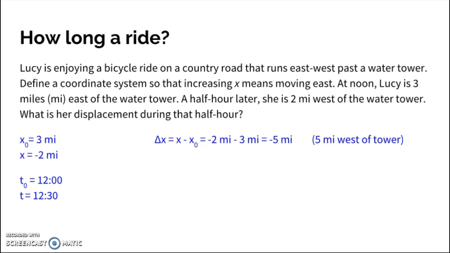I also labeled here the time difference, though it's not really useful. Our initial time is 12 o'clock, our final time is 12:30. So if we wrote delta t, we could write 30 minutes. But long story short, let's look at our displacement.